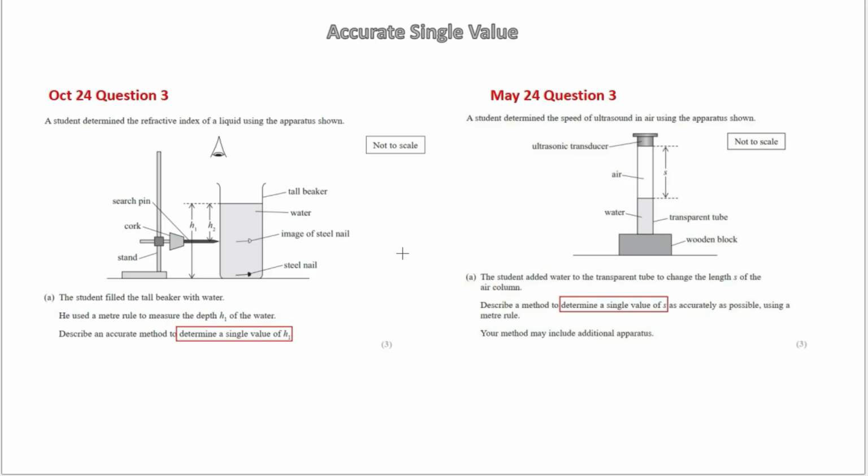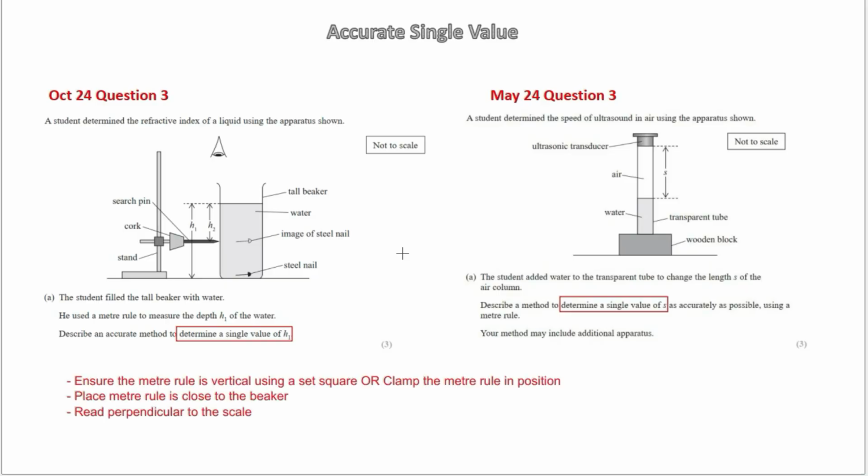Then, if you are taking readings with a meter rule, you have to take readings at eye level. This used to be a very common point, but the mark scheme has evolved. Now you don't write take readings at eye level. What you write is take readings perpendicular to the scale, right? So let's look at the marking points. Ensure meter rule is vertical using a set square or clamp the meter rule in position.